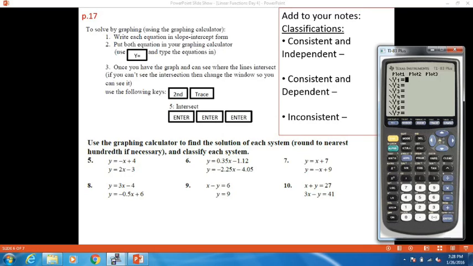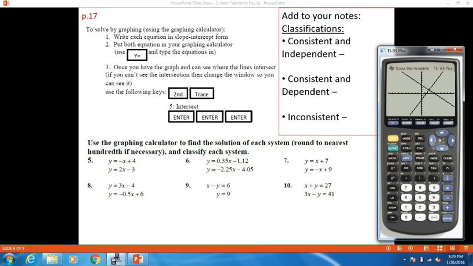So looking at number 5, we're going to have negative x plus 4, and we're going to hit enter. And then we're going to type in our second equation, and that's going to be 2x minus 3. And then once we have our two equations, from here we can go and graph.